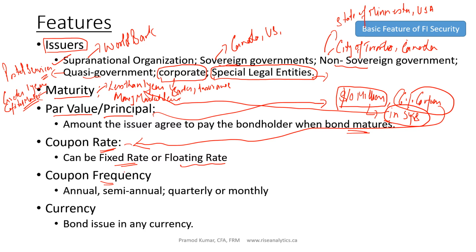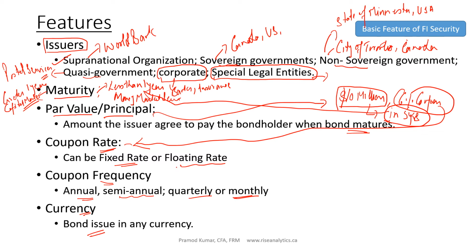So what is coupon frequency? Coupon frequency is how often the issuer of the bond is planning to pay. Are they planning to pay annually, once every year, or semi-annually, quarterly, or even monthly, every month? And the currency is the one in which the bond is issued. For example, if it's a US bank or any other corporation, like Apple, a very famous company in the US, they may want to raise in the local market, which can be US dollars, right?